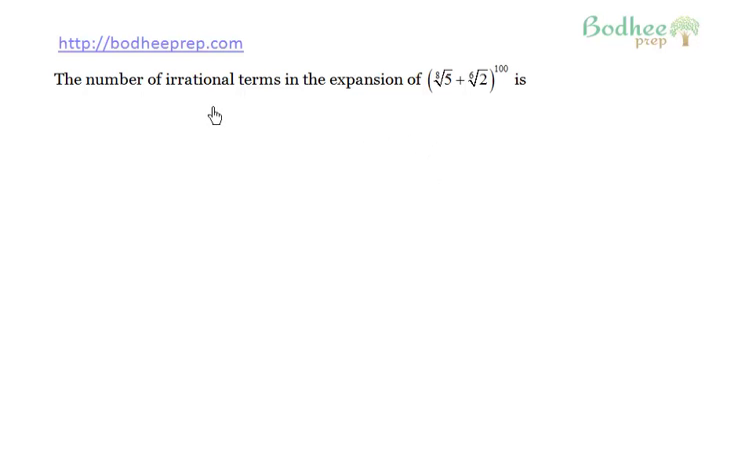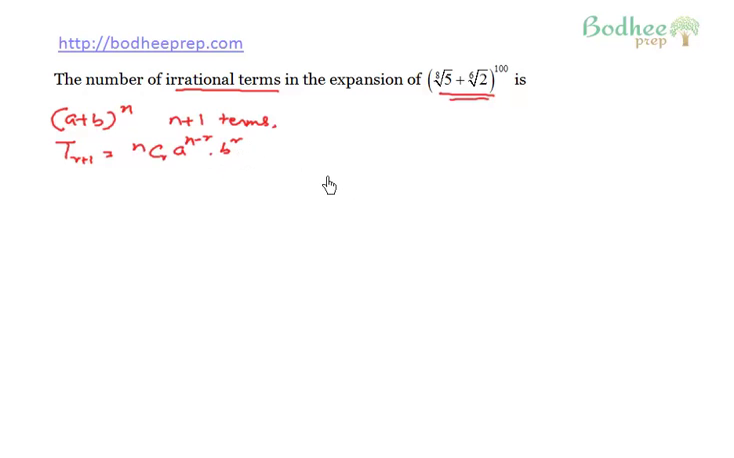The question given to us is that we have to find the number of irrational terms in the expansion of this. Before we go ahead, let us recap the theory part related to binomial expansion. For any expansion, say (a + b)^n, we have n + 1 terms. The other thing is that the (r + 1)th term is given by the formula nCr a^(n-r) b^r.